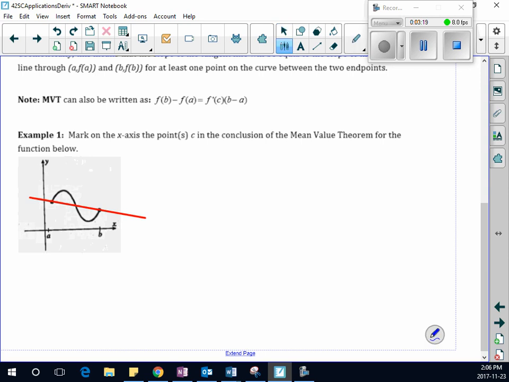So I'm going to use a blue pen here. So here's a tangent line, say, going like that. So there's, say, c1. Or actually, I should be doing it like this. Here's c1. Is there another one? Yeah, at the bottom. So right there, c2. Okay, so everybody know what they're looking for? We're looking for the tangent lines that would be the same slope as the secant line.